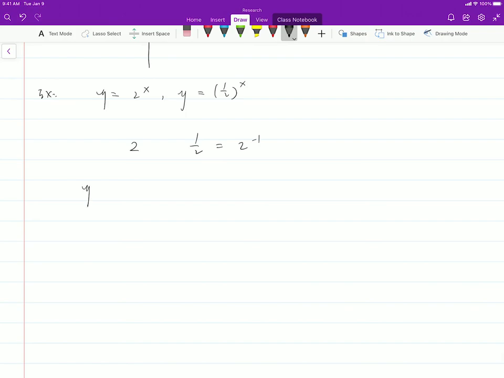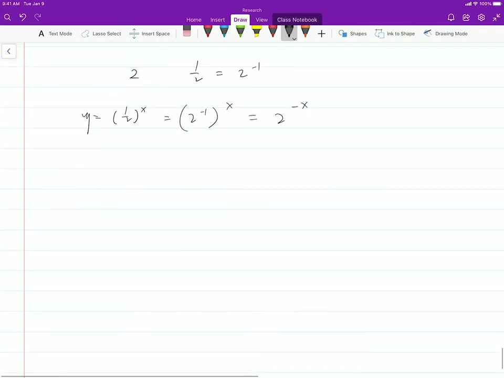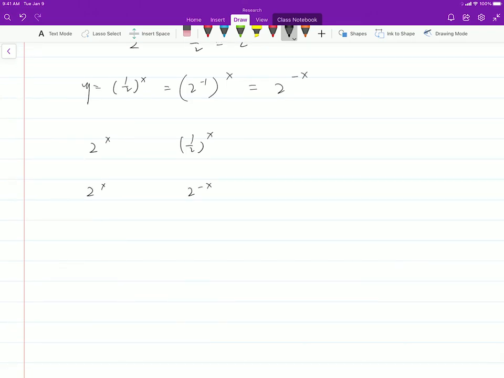With that in mind, this becomes this. Okay? So if you think about it, the relation between 2 to the x and 1 half to the x is the same as 2 to the x and 2 to the negative x. Or, more precisely, it's between f(x) and f(negative x).